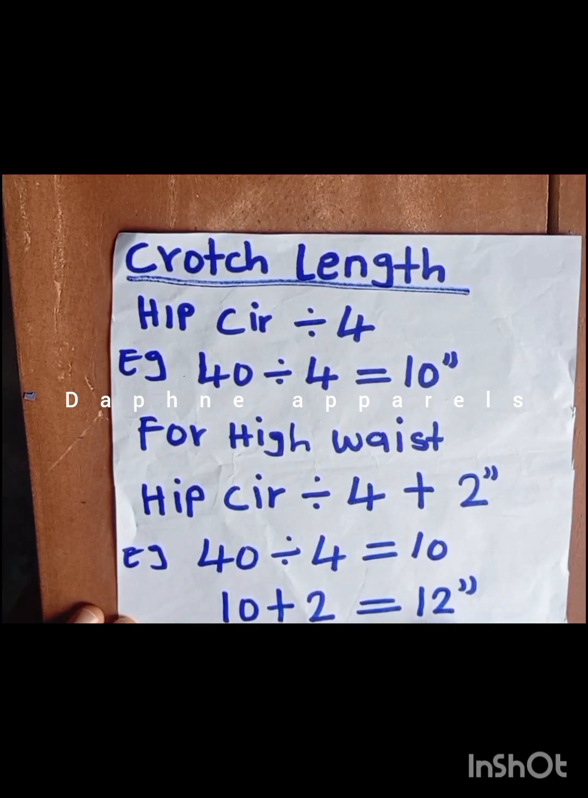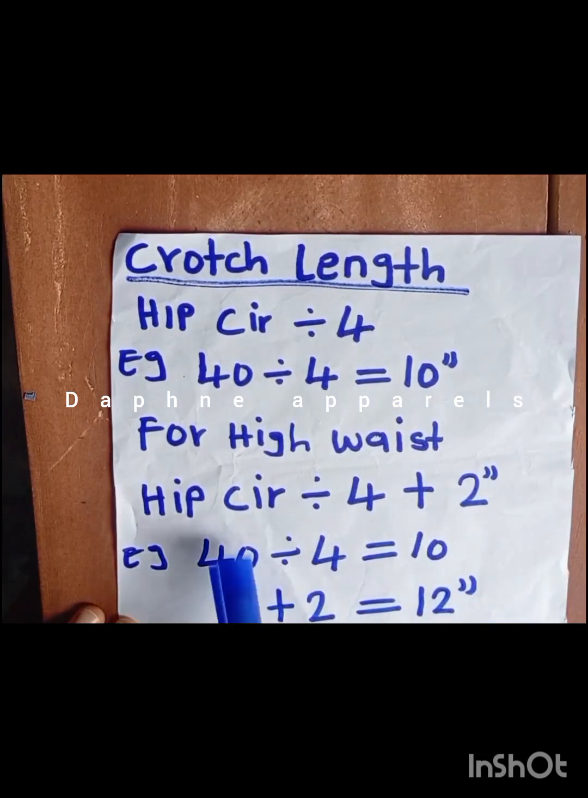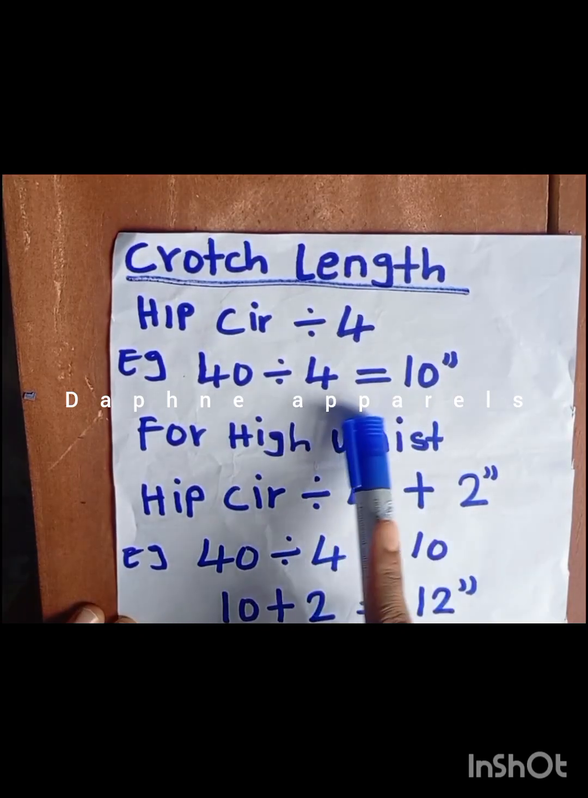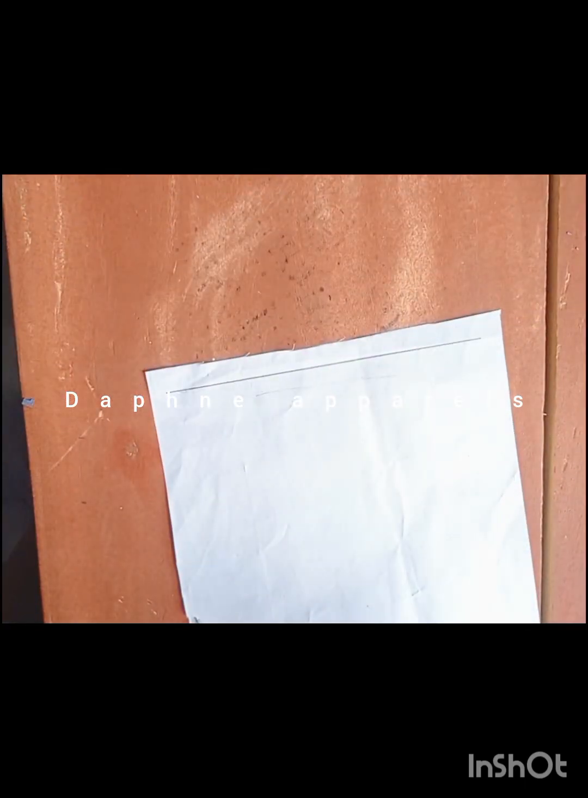If you want a normal waist, it is hip circumference divided by 4. It will give you 10. That is for normal waist. If you want a high waist, you will add 2 inches to whatsoever data you got. Let's do a quick illustration here.